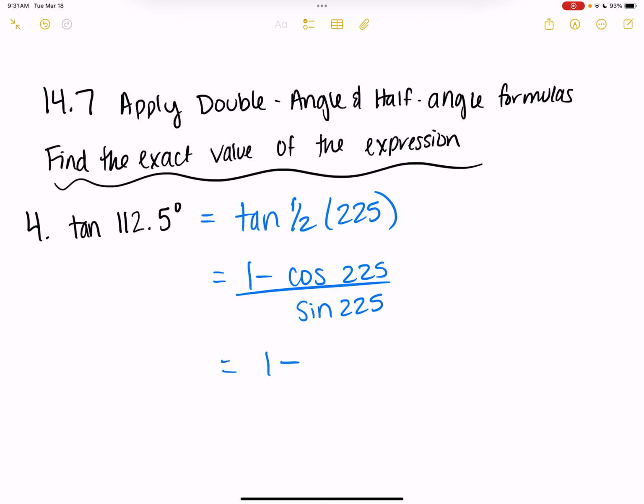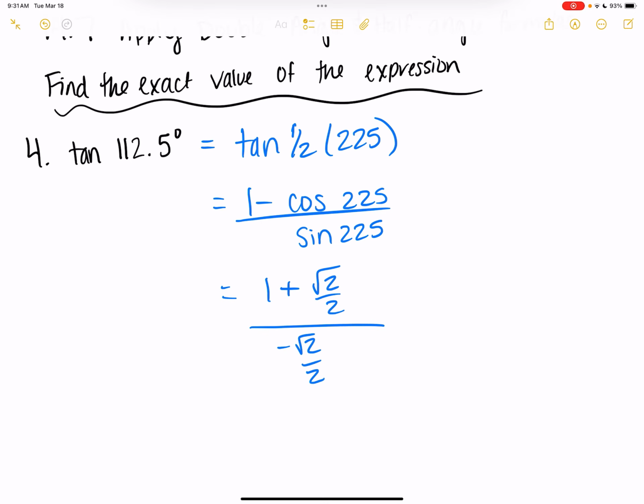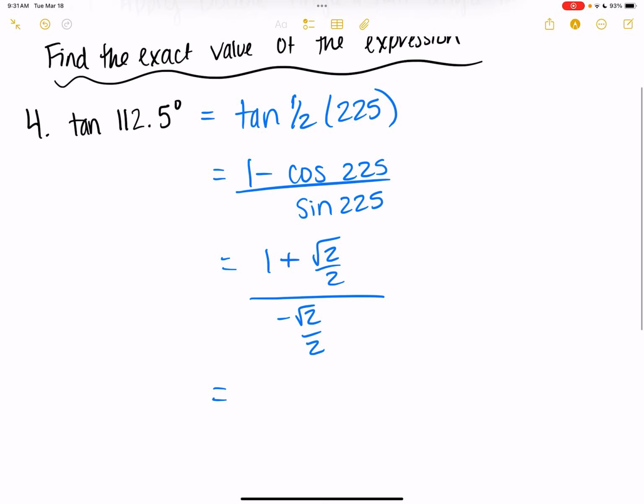Negative root 2 over 2. Yes. So this was 1 minus, so this is going to be plus now, root 2 over 2, over the sine of 225. Negative root 2 over 2. Yep, negative root 2 over 2. So I need a common denominator on top. So that's going to give me 2 plus root 2 over 2, all over negative root 2 over 2.